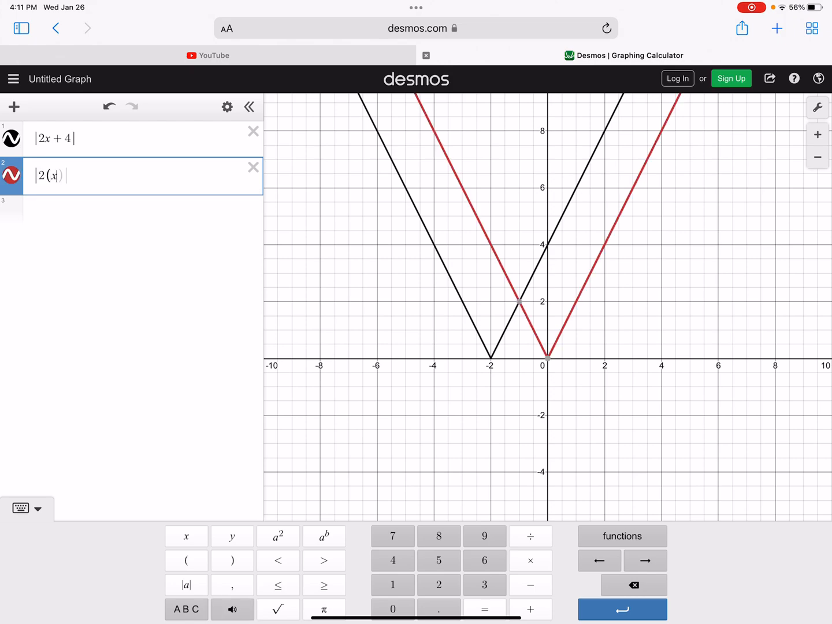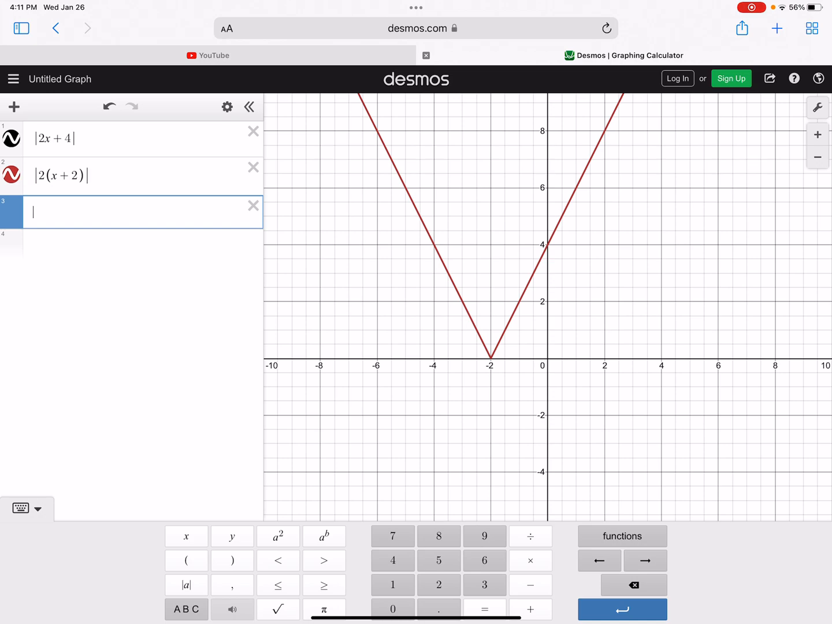But factor. I can take a 2 out of both of those. If I look at that, that's why it's going left 2. You have to factor that out in front. So now if I pull this out, it also graphs. So all 3 of these are the same equation. To find your translation, you are going to have to factor out that 2.